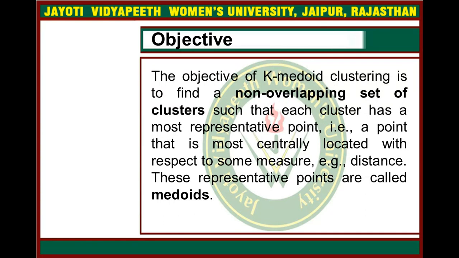Now come to the objective. The objective of medoid clustering is to find a non-overlapping set of clusters such that each cluster has a point that is most representative. That is a point that is most centrally located with respect to some measure, for example distance, because in this, the items which are very close to each other will come into a cluster. These representative points are called medoids.